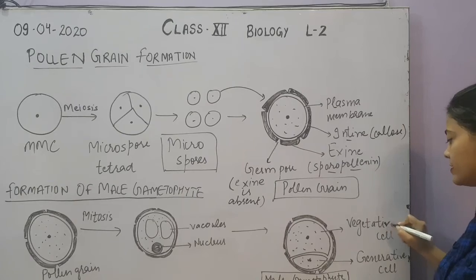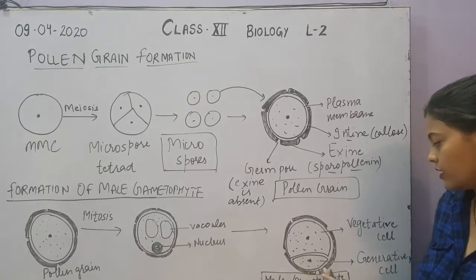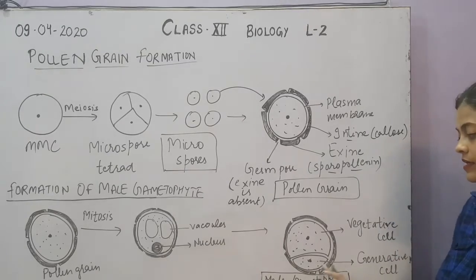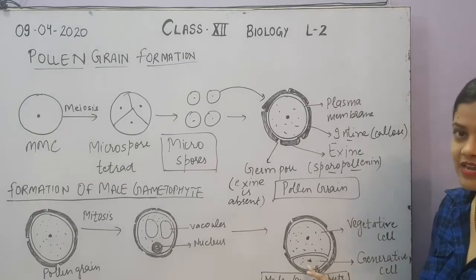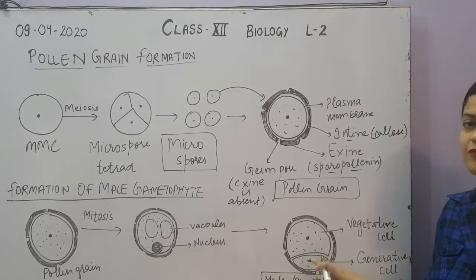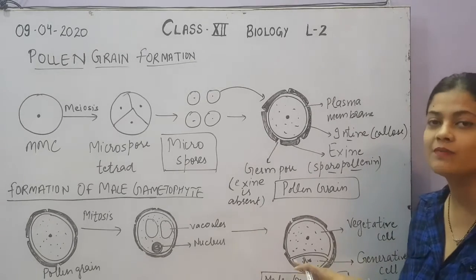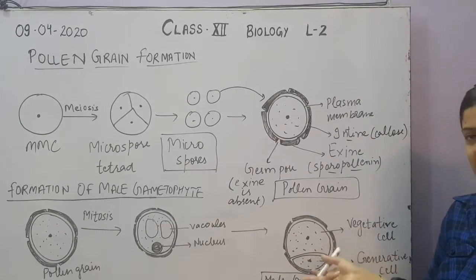vegetative cell. And the cell which is smaller in size is called generative cell. This generative cell is called generative because it will form the future male gametes. How it will form, we will see later.